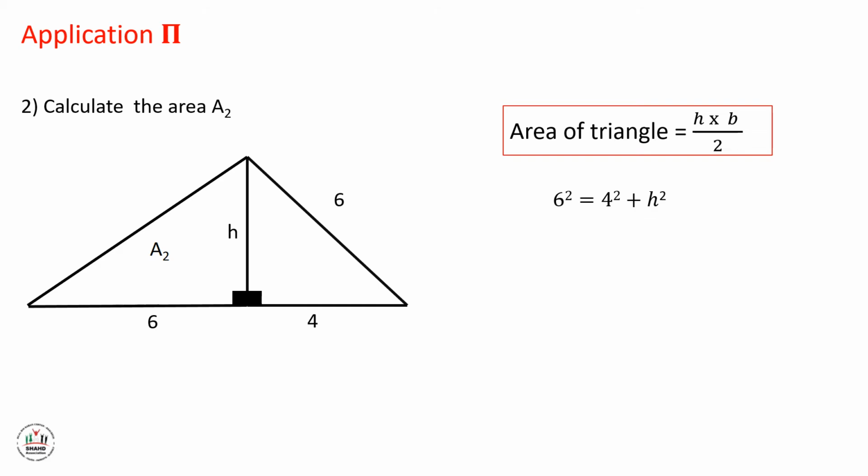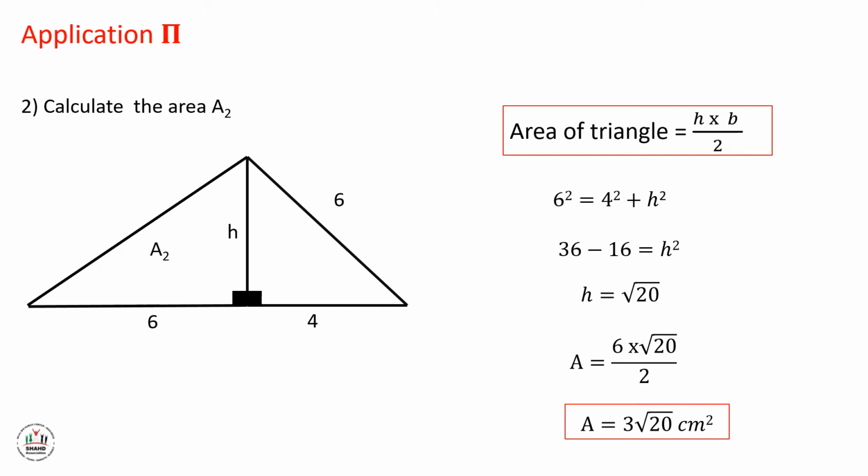And we can write 6 square equal to 4 square plus h square. So 36 minus 16 equal to h square. And h will be equal to radical 20. حطينا الراديكال لنروح السكوير، لأنه نحن بدنا الفاليو للاتش مش للاتش سكوير. كثير خلينا نكون منتبهين. So A will be equal to 6 the base times the h radical 20 over 2 which is equal to 3 radical 20 centimeter square.